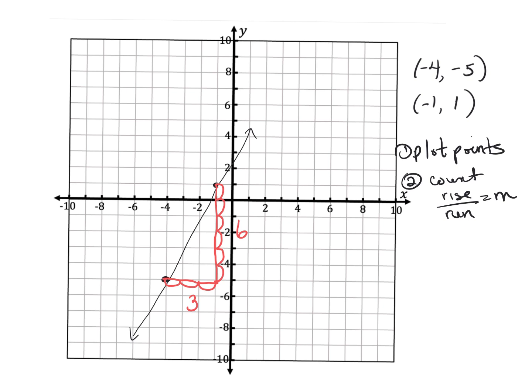Okay, so as you can see, those are numbers similar to what we got in our formula. So my rise is 6, my run is 3, so 6 divided by 3 is 2. And that is what we got when we were solving algebraically. So my slope is 2.